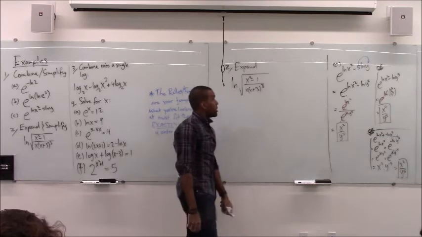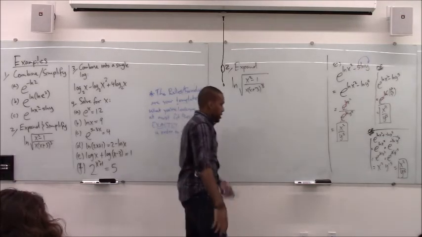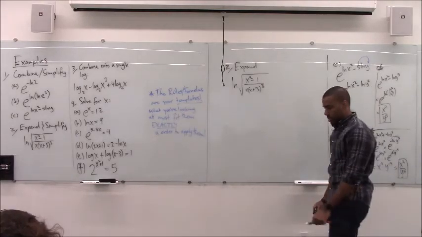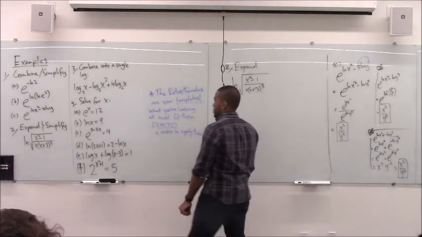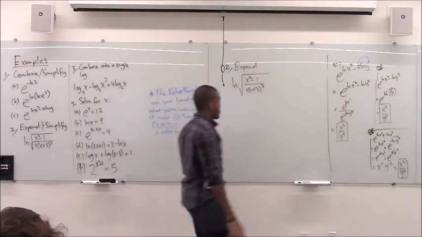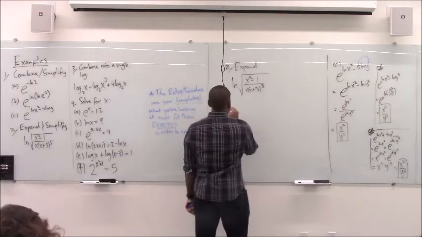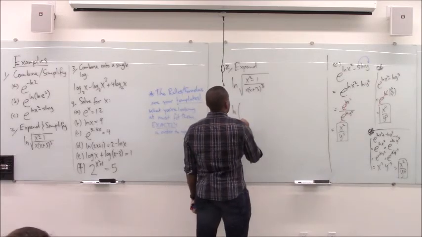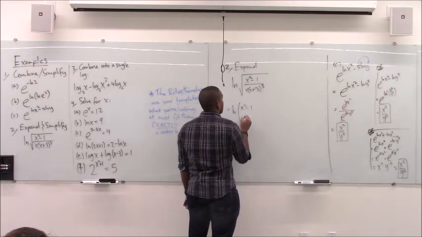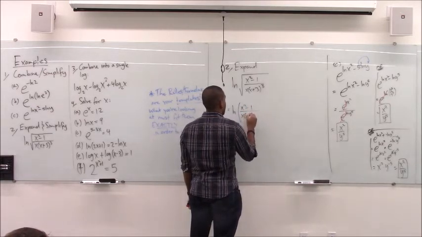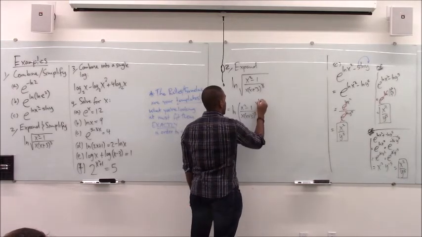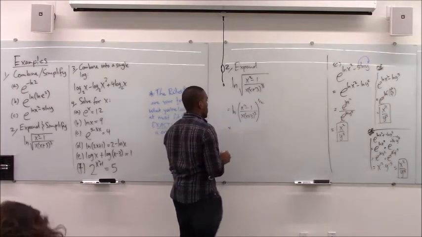How would you expand that? To expand it as a sum of logs, just make it a bunch of simpler things. You could do ln, parentheses, of x squared minus 1 over x times x plus 3 squared, and then put a half. Okay? Then?